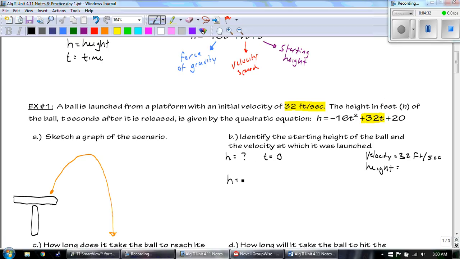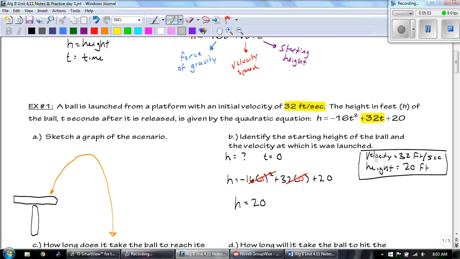So what we do is we plug in 0 for t. So I'm plugging in 0, I'm plugging in 0, 32 times 0 is 0, 0 squared and negative 16 times 0 is 0. So we get that h equals 20. So my height is 20 feet. We got the velocity from the equation, and then we plugged in 0 to find the height.